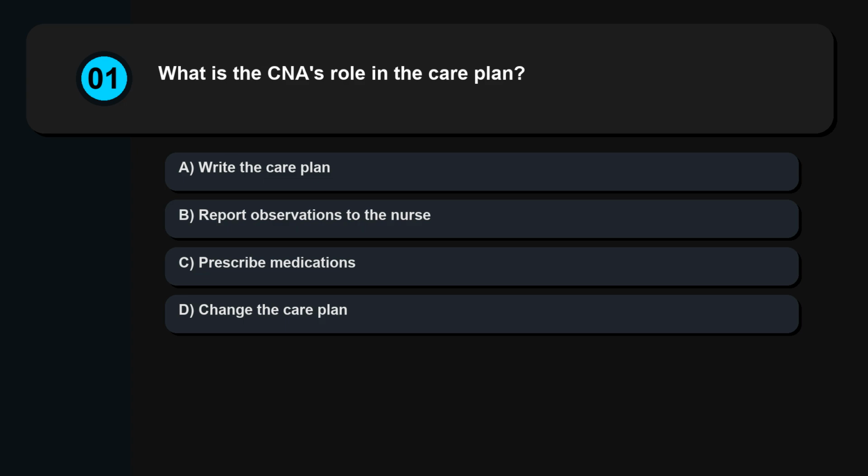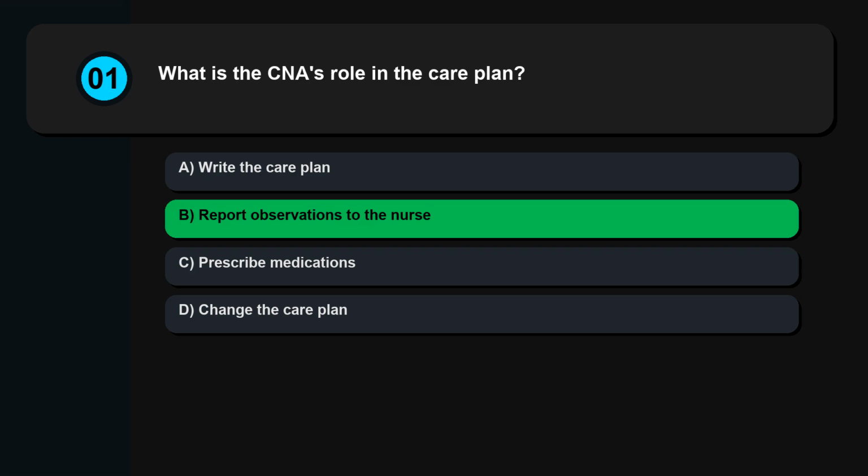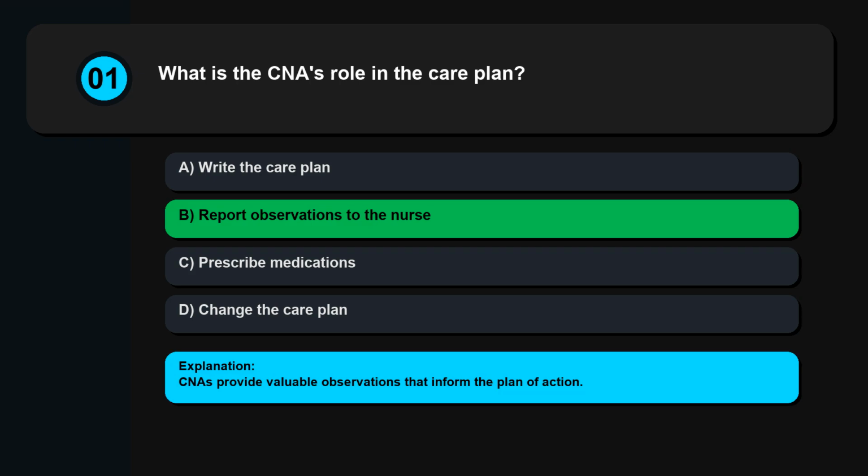Question 1. What is the CNA's role in the care plan? Write the care plan. Report observations to the nurse. Prescribe medications. Change the care plan. CNAs provide valuable observations that inform the plan of action.